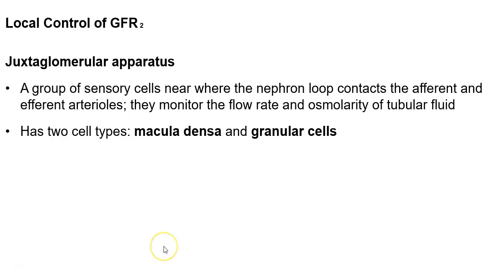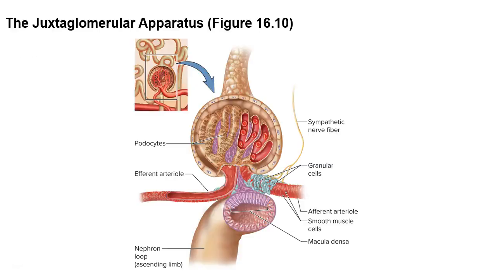So now looking at the juxtaglomerular apparatus, this is a group of sensory cells near the nephron loop that is going to help monitor the flow rate and the osmolarity of that tubular fluid. And so there are two cell types found in the juxtaglomerular apparatus. You have the macula densa and the granular cells. So the macula densa, you can see here, these are the epithelial cells on the outside of the nephron loop. And then the granular cells are smooth muscle cells that are on the afferent arteriole.